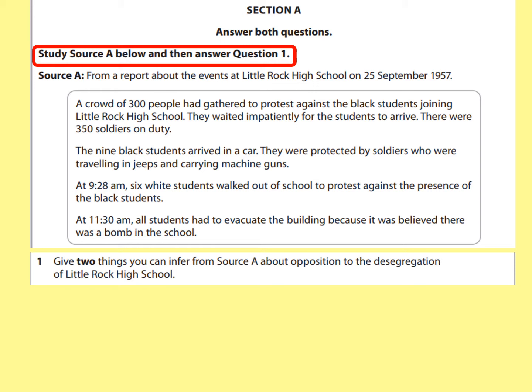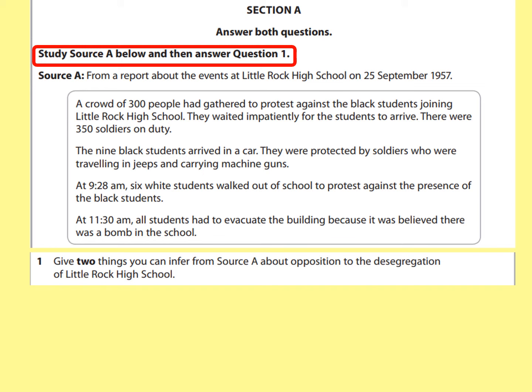The 9 black students arrived in a car. They were protected by soldiers who were travelling in jeeps and carrying machine guns. At 9:28 a.m., 6 white students walked out of school to protest against the presence of black students. At 11:30 a.m., all students had to evacuate the building because it was believed there was a bomb in the school.